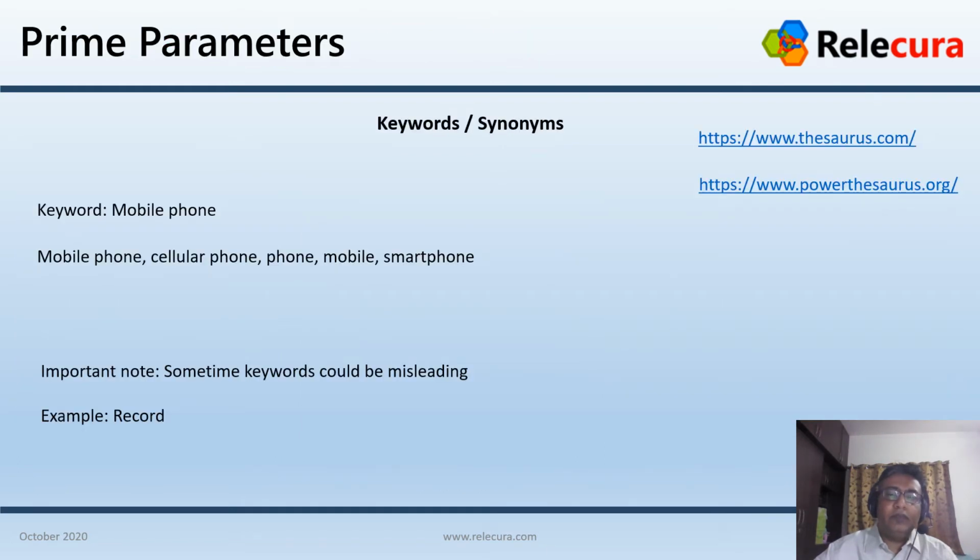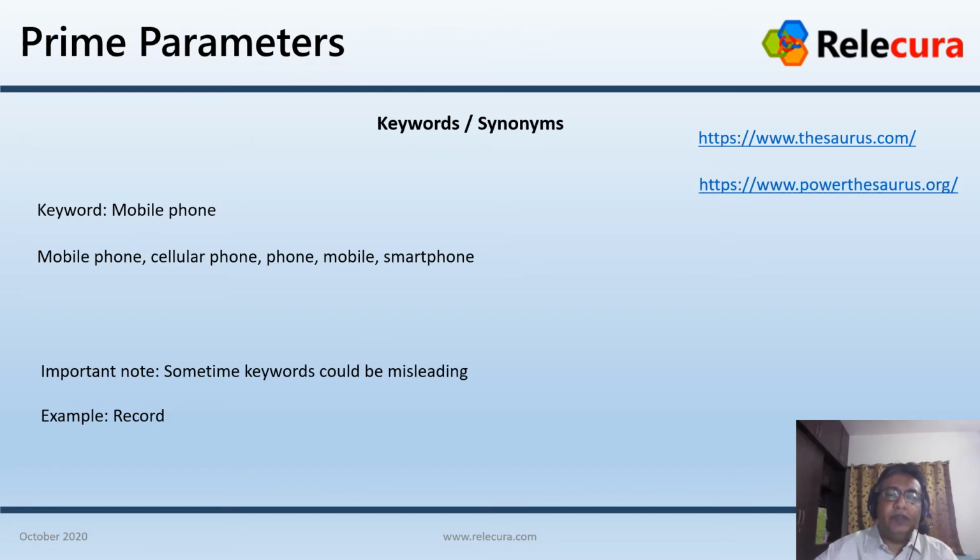Now there are some prime parameters for doing patent searching. Those are starting with keywords or synonyms. Why keywords are important in patent searching, that we should know. As you know, all the patent literature has been referred in the form of text scientific documents. So keywords are the primary purpose of using in prior art search.